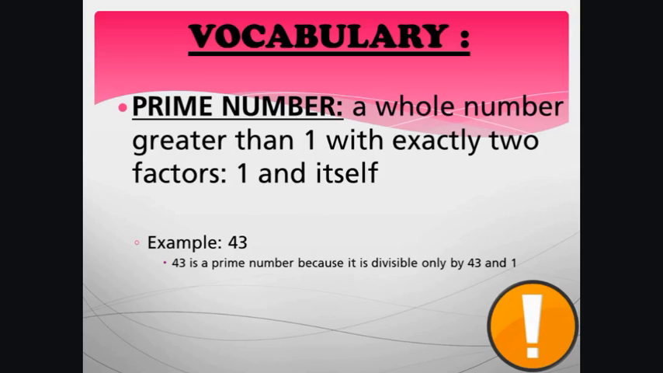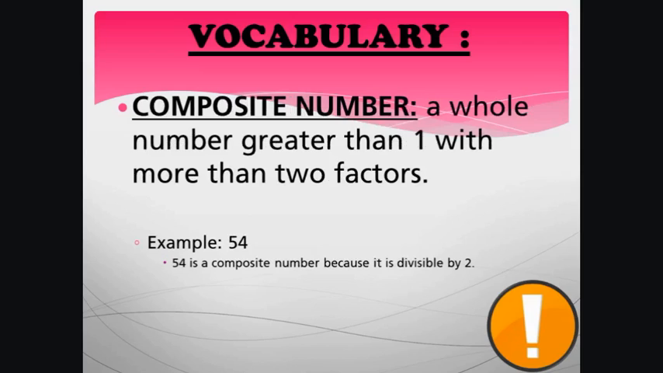So the opposite of a prime number would be a composite number. It's a whole number greater than 1 with more than 2 factors. 54 is a composite number because we automatically know that since this number ends with an even number, it's divisible by 2. It has more than 2 factors. Obviously, 1 and 54 are factors, but 2 is also a factor as well.